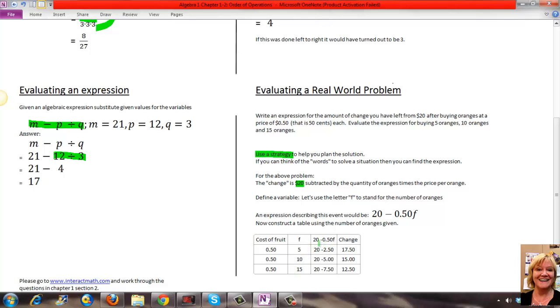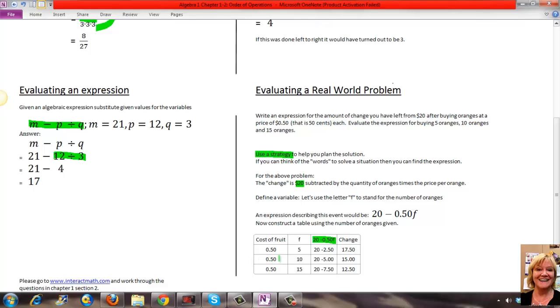So here's my expression, 20 minus 0.50F. So when you multiply 5 times 0.5, you get $2.50. So when we put $2.50 in there, we have 20 minus 2.50, which is $17.50. So there's my first change if I bought 5 oranges.